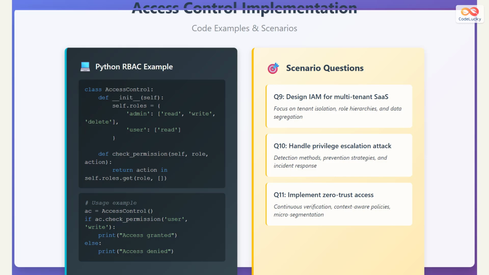Designing IAM for multi-tenant SaaS applications requires focus on tenant isolation, role hierarchies, and data segregation. Handling privilege escalation attacks involves detection methods, prevention strategies, and incident response procedures. Implementing zero trust access requires continuous verification, context-aware policies, and network microsegmentation.